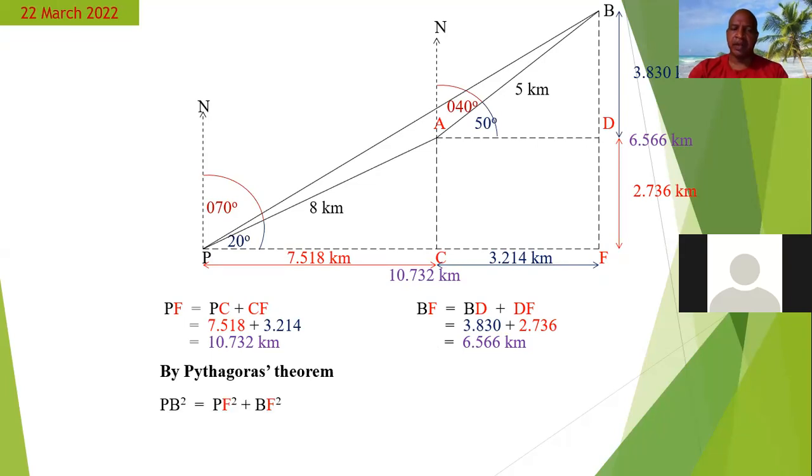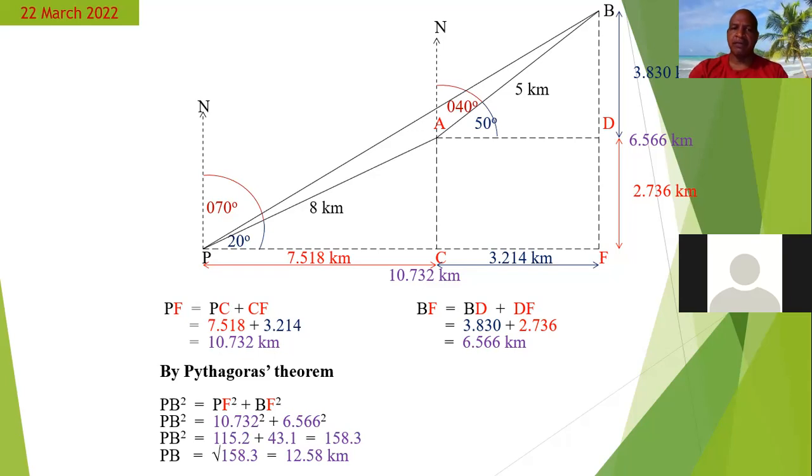So we use PB squared is equal to PF squared plus BH squared. And so we already calculated those lengths, so we just put those lengths in, which is 10.732 squared plus 6.566 squared. Do those calculations. So we see that PB squared is equal to 158.3. We find the square root of that. We'll see that the length of PB is 12.58 kilometers.